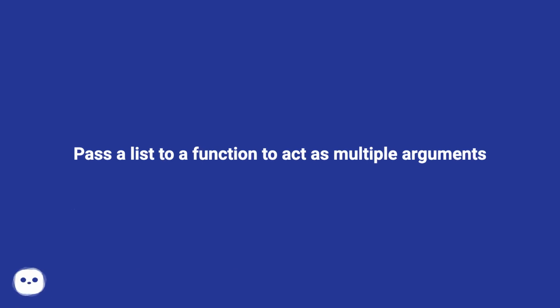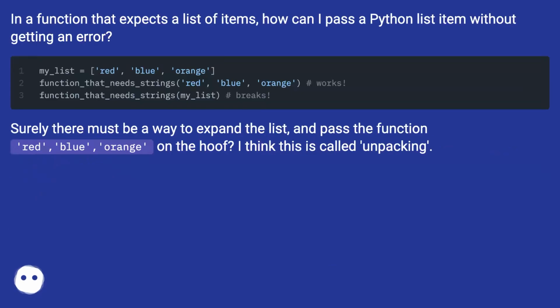Pass a list to a function to act as multiple arguments. In a function that expects a list of items, how can I pass a Python list item without getting an error? Surely there must be a way to expand the list and pass the function red, blue, orange on the hoof. I think this is called unpacking.